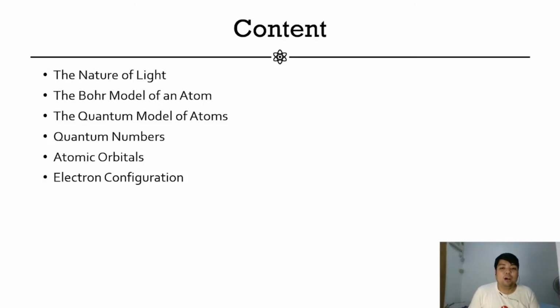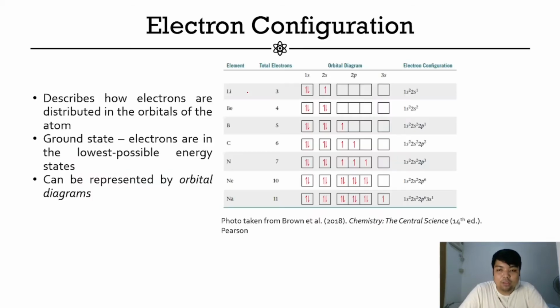This is the last part of our video lecture series for electronic structure of the atoms, and in this video I will discuss electron configuration. Again, electron configuration describes how electrons are distributed in the orbitals of the atom.